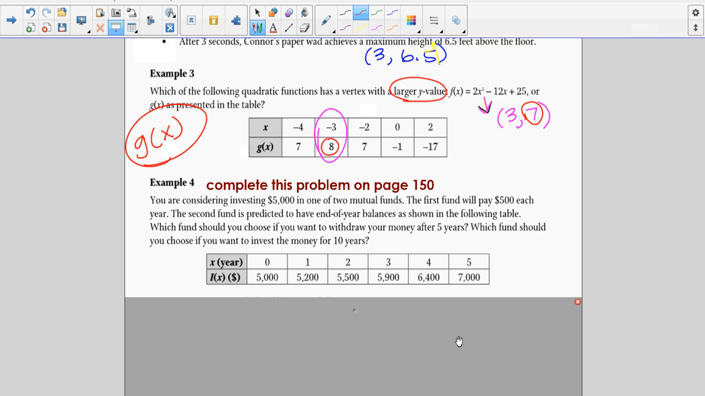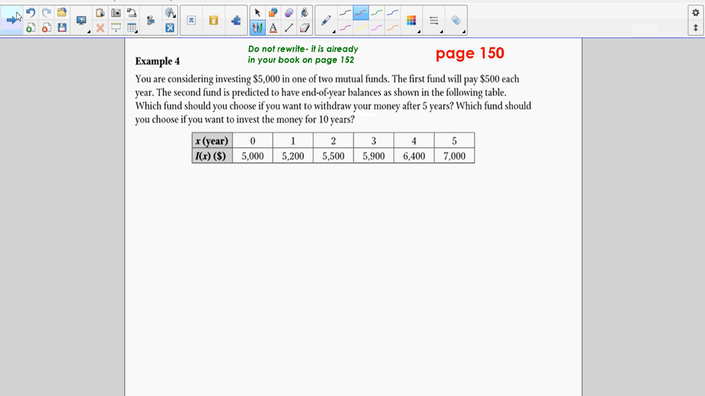All right, for example number 4, I want you guys to complete the work for this problem on page 150. It should be blank. We're gonna do 2 problems on there, so kind of think of your page in halves. Okay, so it says on example number 4, you are considering investing $5,000 in one of 2 mutual funds. The first fund will pay $500 each year. The second fund is predicted to have end of the year balances as shown in the following table. Which fund should you choose if you want to withdraw your money after 5 years? And then again, what about 10 years?